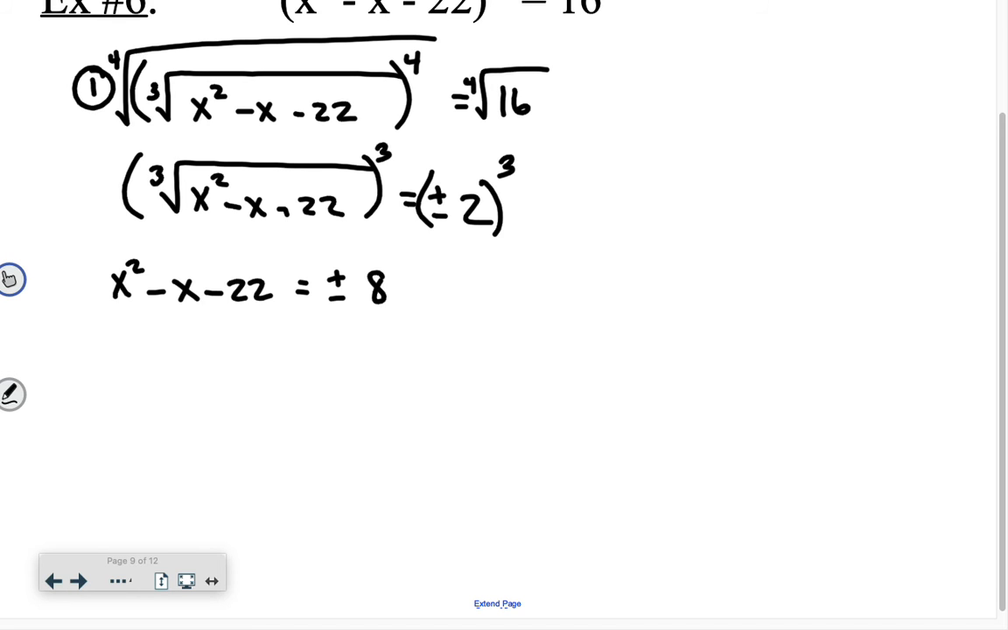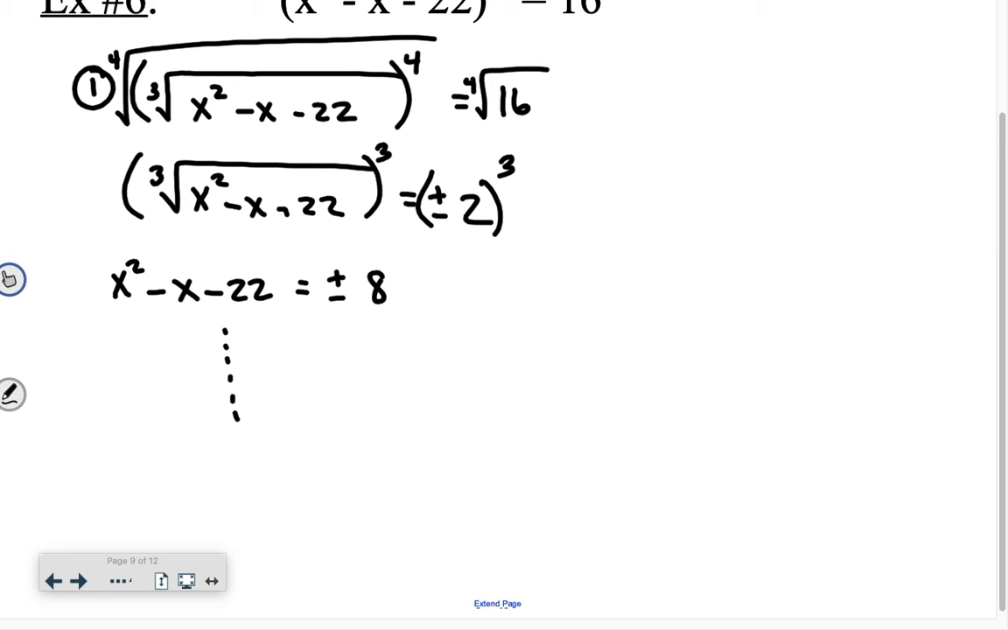But the idea is now you basically have 2 equations. This quadratic equals 8. And then this quadratic equaling negative 8. Solve each of those separately. Get them both equal to 0 and solve. Okay, so I'm going to go back to that.